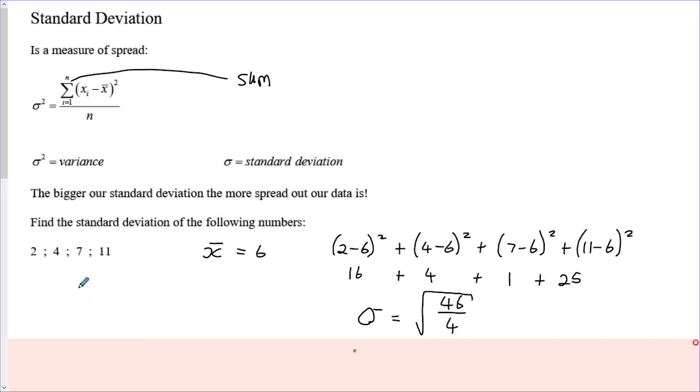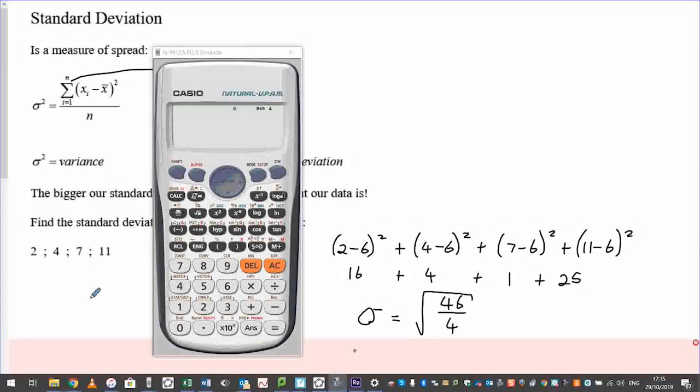Quick reminder of how to do that on a calculator. Here we go, mode, stat, one variable stats, and we just put in our data items, 2, 4, 7, and 11. It's all clear, and then we go shift stat, and we go 4 for the variables about this data, and there are essentially three things we can find. We can find the number of data items, the mean of the data items, and the standard deviation. We're going to use option number 3. So 3 equals, and we get 3.3911, right?